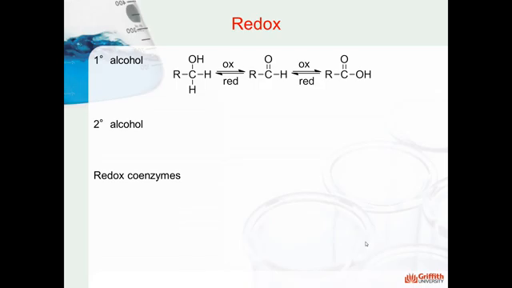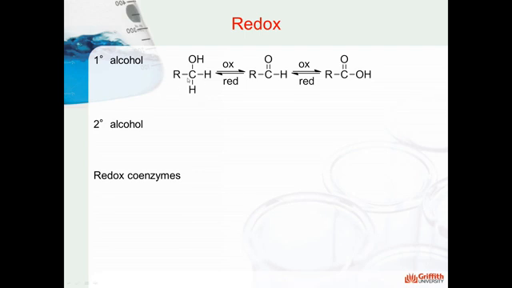And the next class then are redox reactions. This is where one species is oxidized and another one is reduced. For organic compounds, I find it easier to think of these in terms of bonds to oxygen and to hydrogen. So oxidation is forming more bonds to oxygen or fewer bonds to hydrogen. Reduction is the reverse, so it's more bonds to hydrogen or fewer bonds to oxygen. We'll go through some examples.